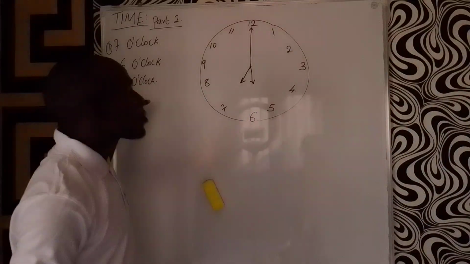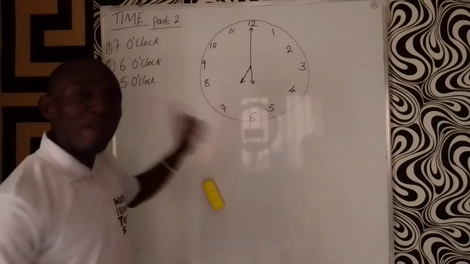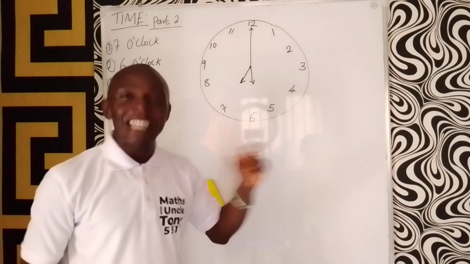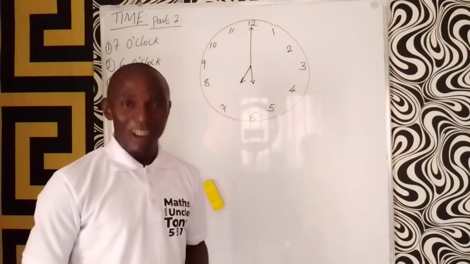And don't forget to solve number 3, which says 5 o'clock. Draw it and send in your answer. Let me see what you get in our comment section.